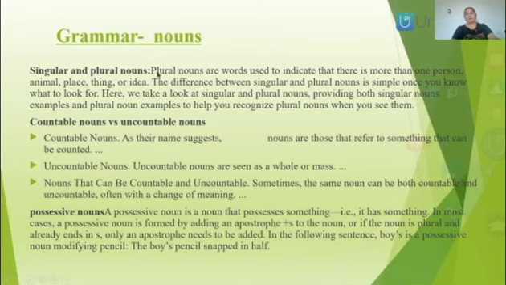All right. So a singular noun is that which is one in number. So what are plural nouns? Plural nouns are words used to indicate that there is more than one animal, place, thing, or idea. The difference between singular and plural nouns is simple. We take a look at singular and plural nouns, providing both singular noun examples and plural noun examples to help you recognize plural nouns when you see them. For example, as I told you, boy, boys, book, books, girl, girls. These are singular and plural nouns.